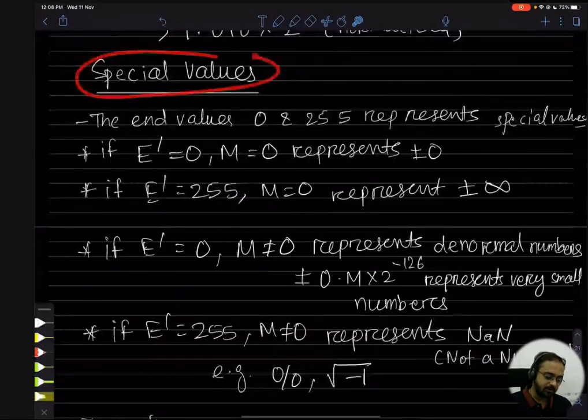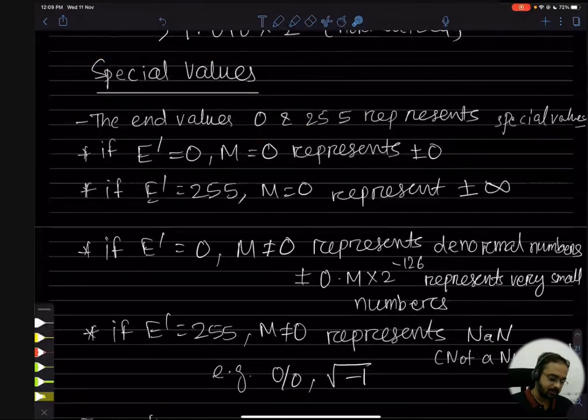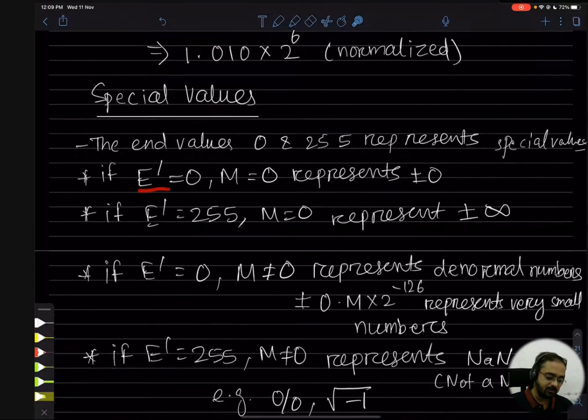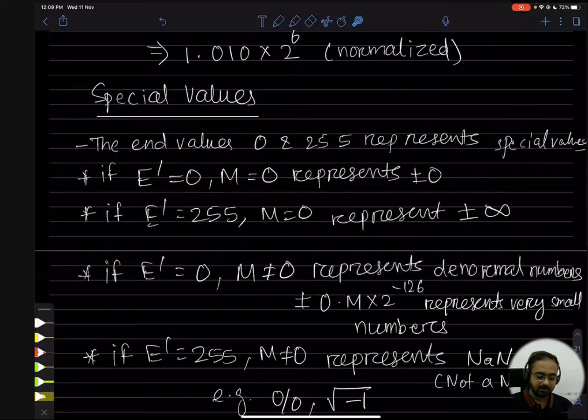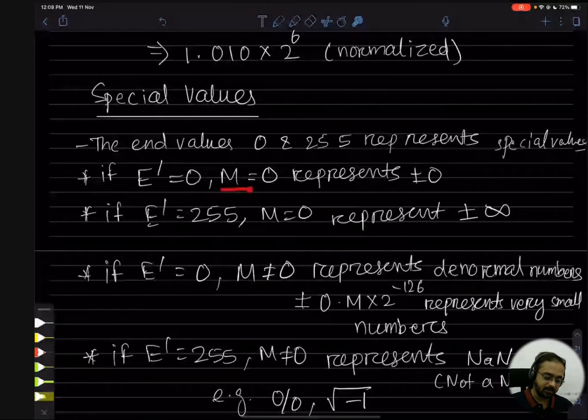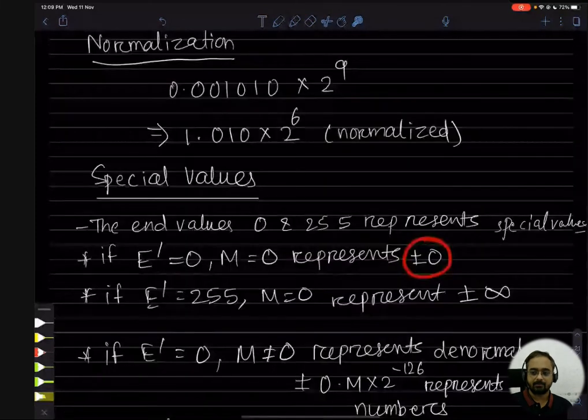Special values, I have told you 0 and 255 are used for some special representation. So let's see what those representations are. If e dash value is 0 and mantissa is 0, whenever e dash value is 0 and mantissa is 0, it represents plus minus 0. Okay, 0 is represented using this if these two conditions are satisfied. If e dash is 0 and all mantissa bits are 0, then it will represent the value 0, that is plus minus 0.